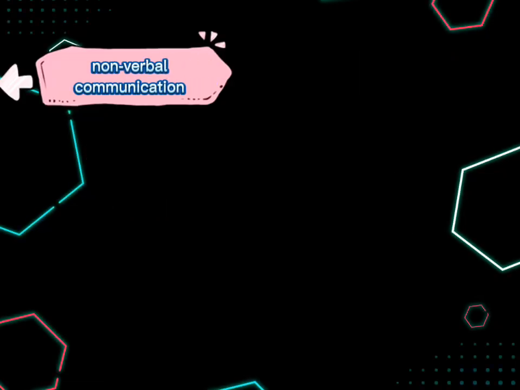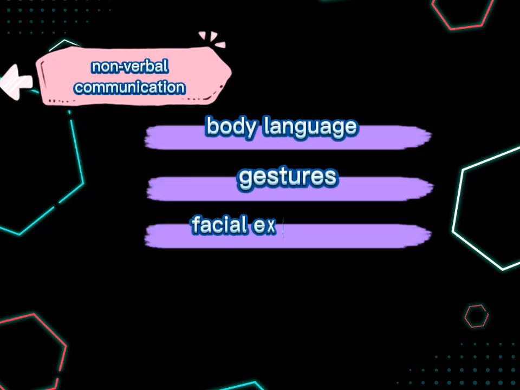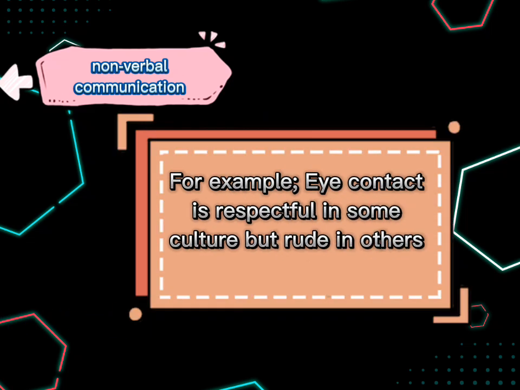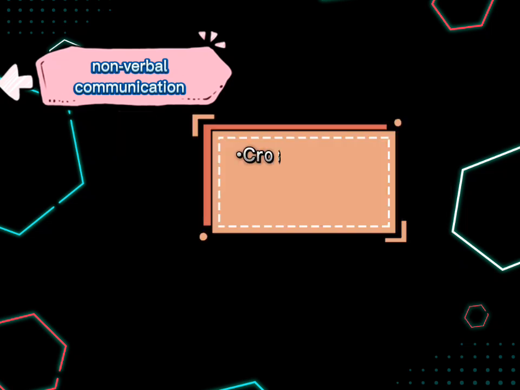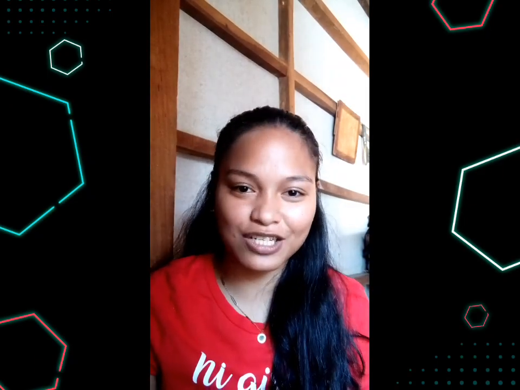Next is nonverbal communication. It includes body language, gestures, facial expressions, eye contact, and physical space. For example, eye contact: in some cultures, it is respectful, but rude in others. Another example is crossing your legs. Crossing your legs during a formal meeting may be seen as disrespectful, while in other cultures, it is normal. So it is important to know the other cultures so that we are aware of what we should and should not do.